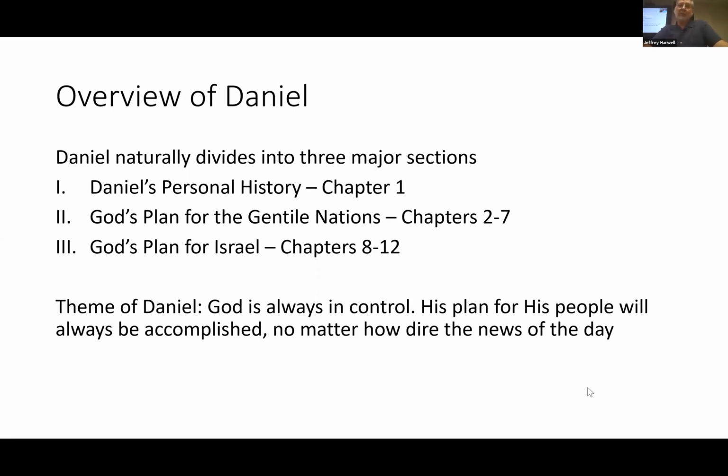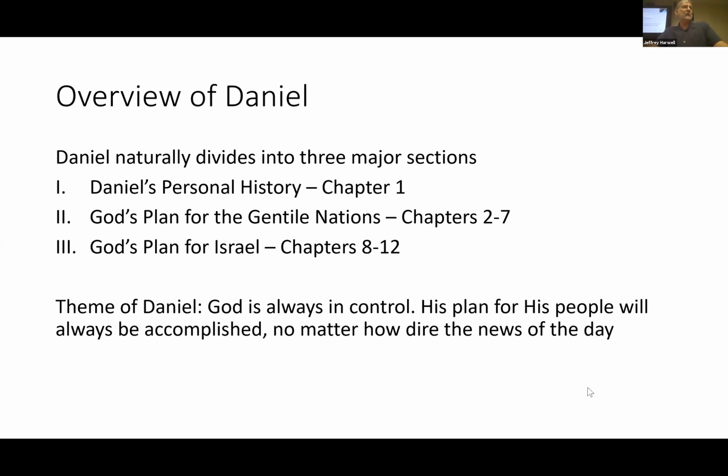Interestingly, chapter 1 is written in Hebrew. Chapters 2 through 7 are written in Aramaic, in a form referred to as Imperial Aramaic, or you might call it High Aramaic. And then after covering the history of the Gentile nations in these chapters, the writer goes back to Hebrew and covers the plan for Israel, which includes a prediction of when the Messiah will come, when the Messiah will be cut off, and when the Messiah will come to reign. So those are all included. In these chapters, we're going to meet for the first time in biblical history the Antichrist, and we're going to learn some of the key characteristics of the Antichrist. But all of those things are exciting and really fun to study.